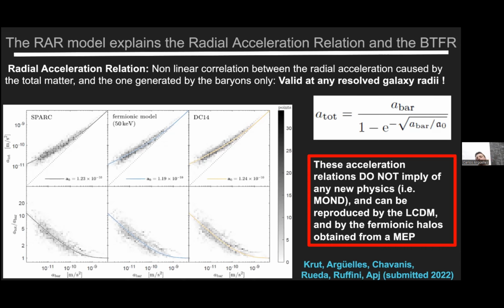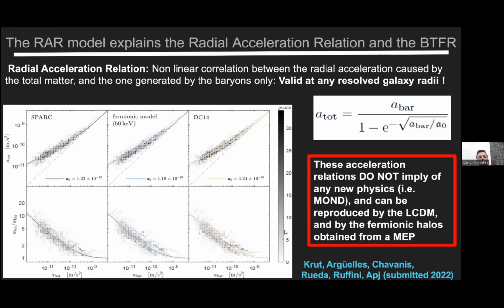It is important to say that this acceleration relation does not imply the need for modified gravity. I mean, there have been claims that this a naught parameter, which is a best fit parameter in this correlation, arises naturally in MOND theories of gravity. But there is mounting evidence that many different paradigms of cold dark matter, accounting for baryonic feedback, or our fermionic model from maximum entropy production, can as well reproduce very well this correlation. And then you don't need to go to these MOND theories.